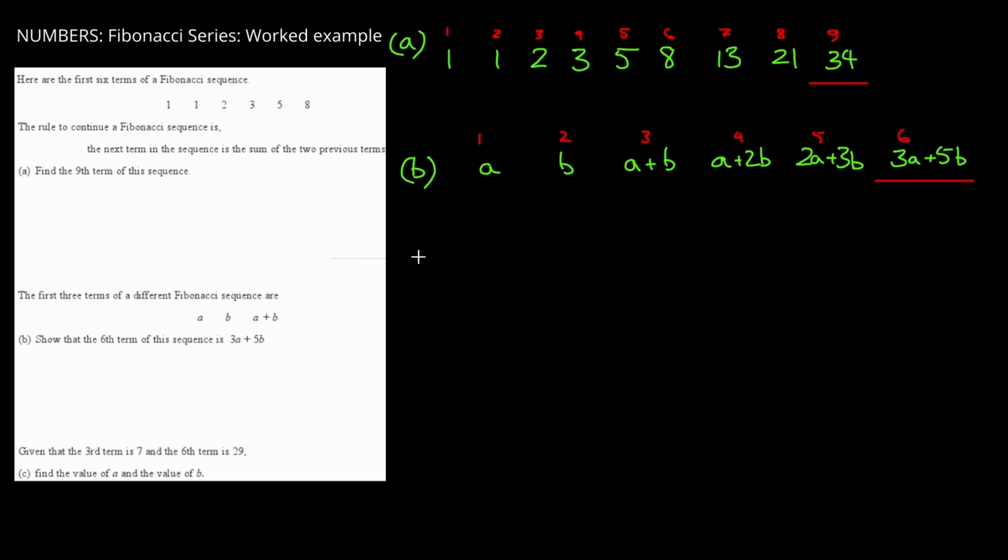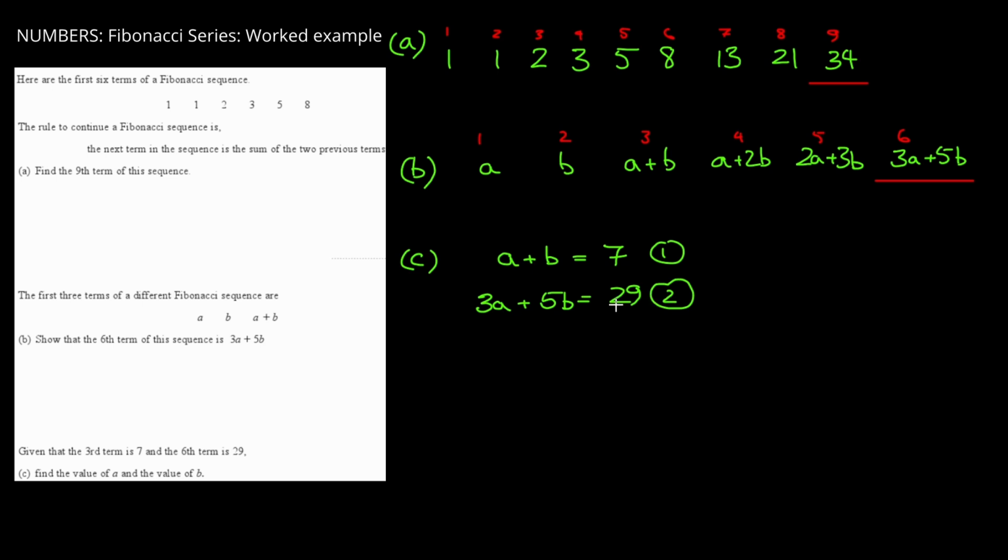So they're now asking us a supplementary question where, given that the third term is 7 and the sixth term is 29, find the values of A and B. This is going to produce two simultaneous equations. They're going to be linear simultaneous equations, two equations, two unknowns. They are solvable. So we've just got to write the equations down.